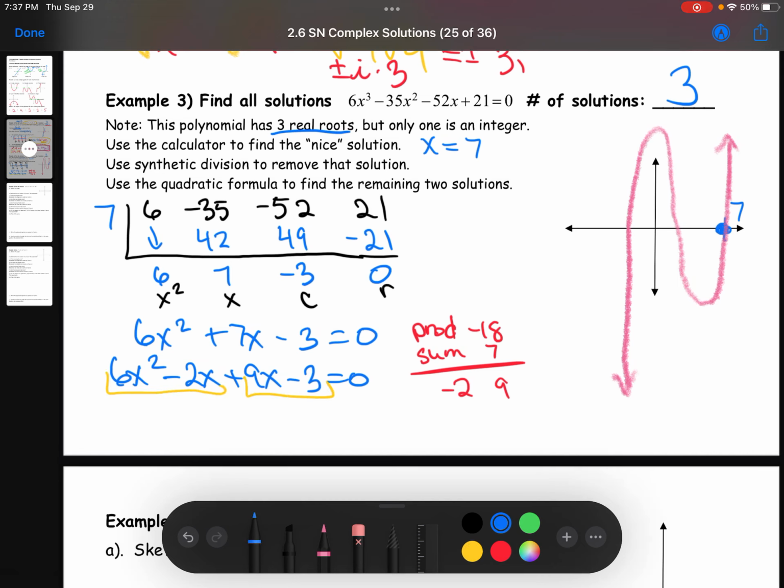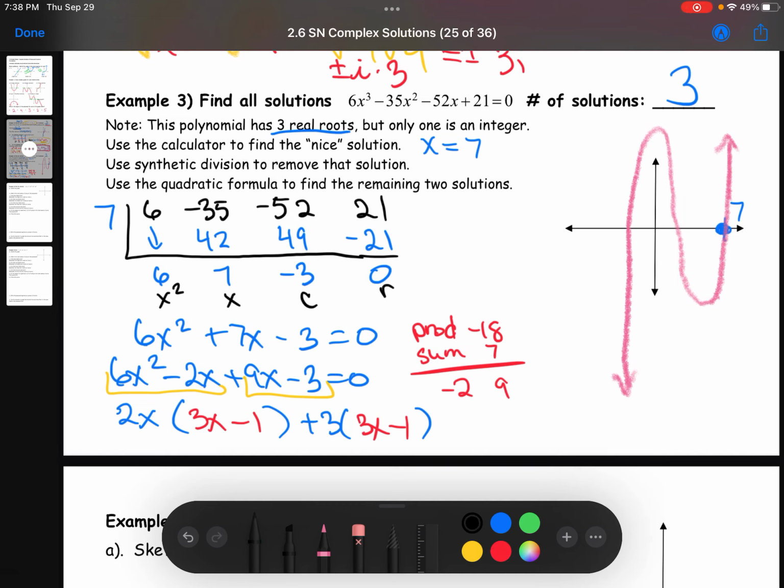Group and greatest common factor. So the first greatest common factor would be 2x. Divide that out, and we get 3x minus 1. That second factor would be plus 3. Divide that out, we get 3x minus 1. So we have the factors of this polynomial, okay?